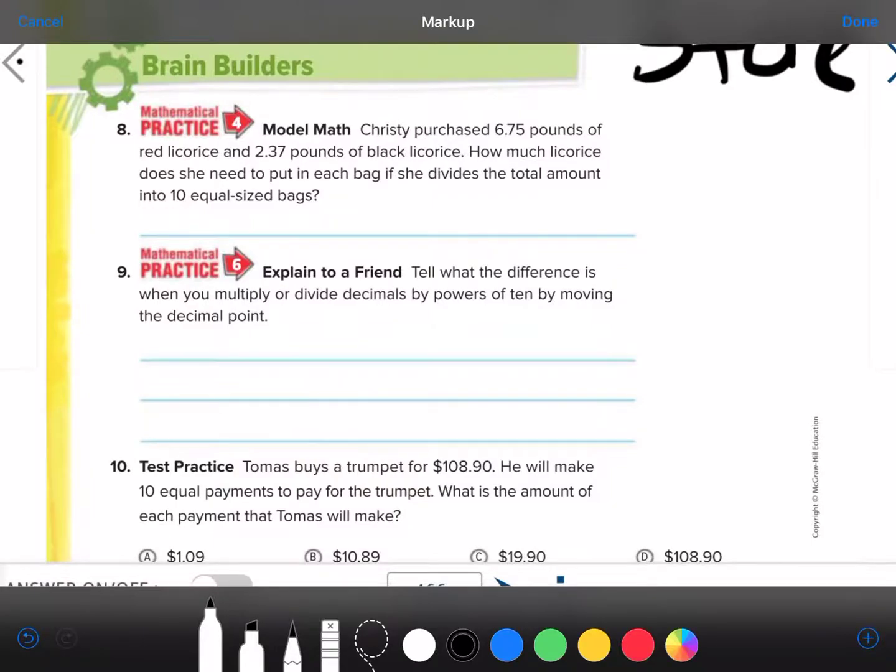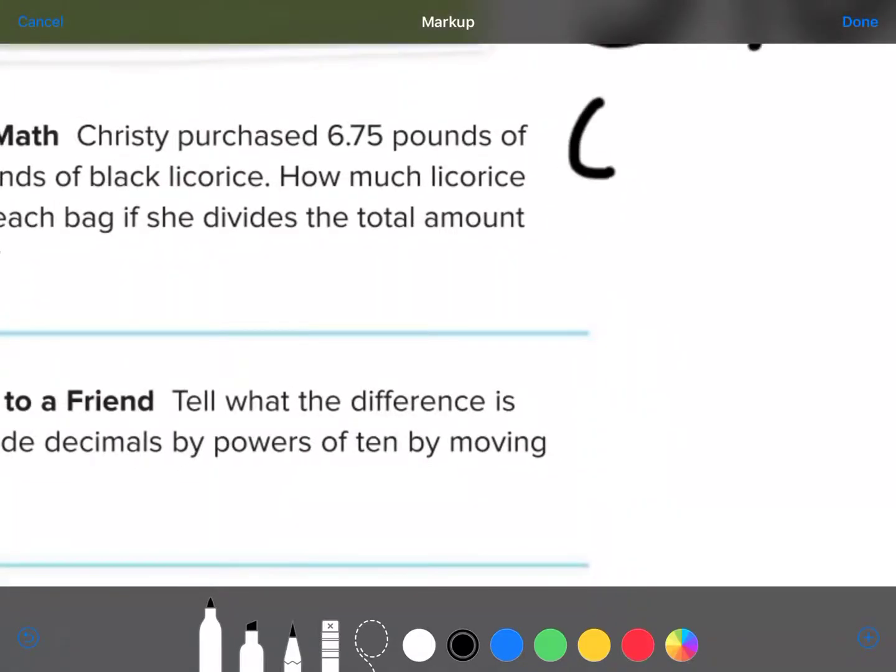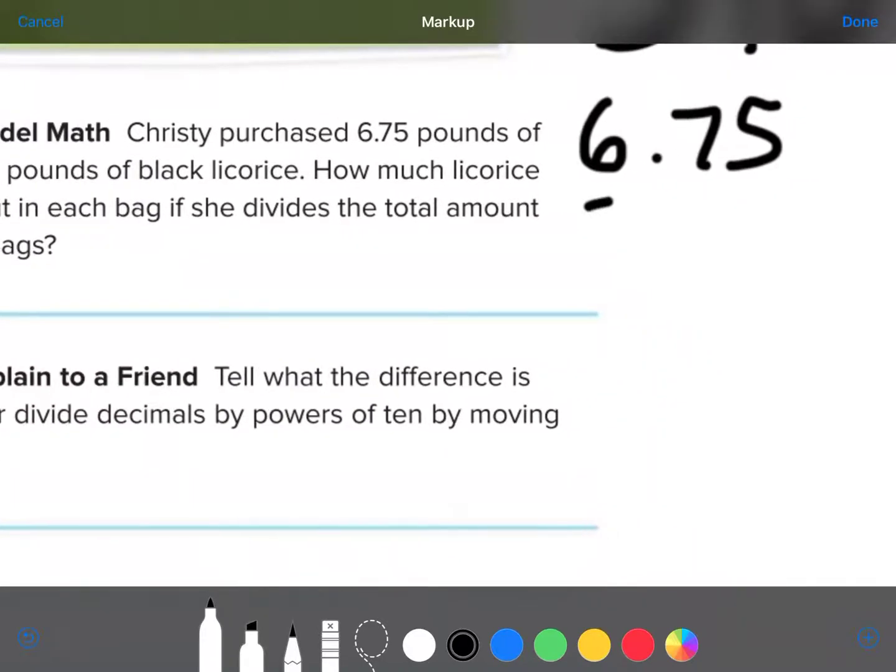Brain builders. Christy purchased 6.75 pounds of red licorice and 2.37 pounds of black licorice. How much licorice does she need to put in bags if she divides the total amount into 10 equal-sized bags? So they want you to add first and then divide the total amount by 10. So we're going to do 6.75, and we are going to do 2.37 because we're going to add those together.